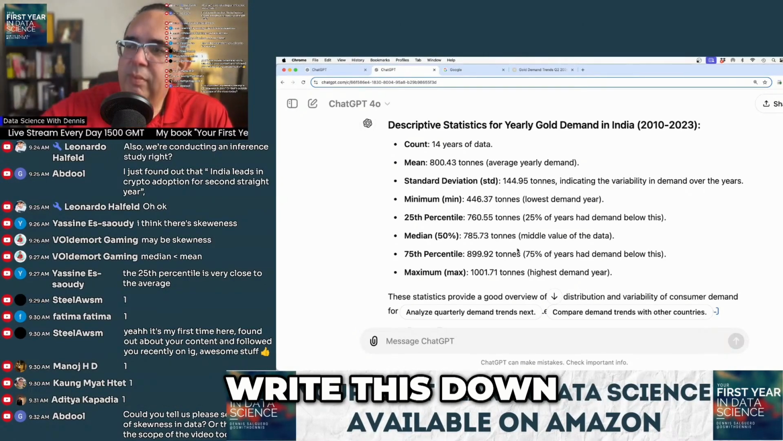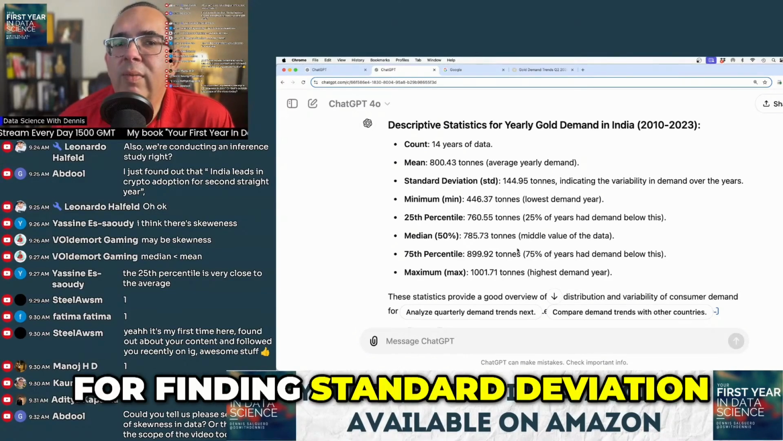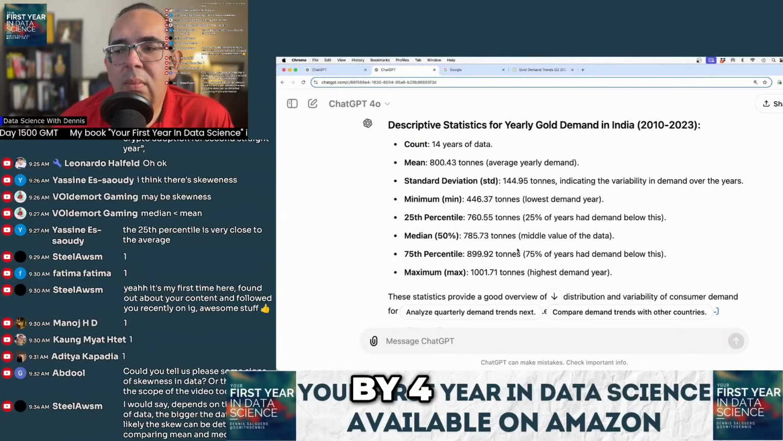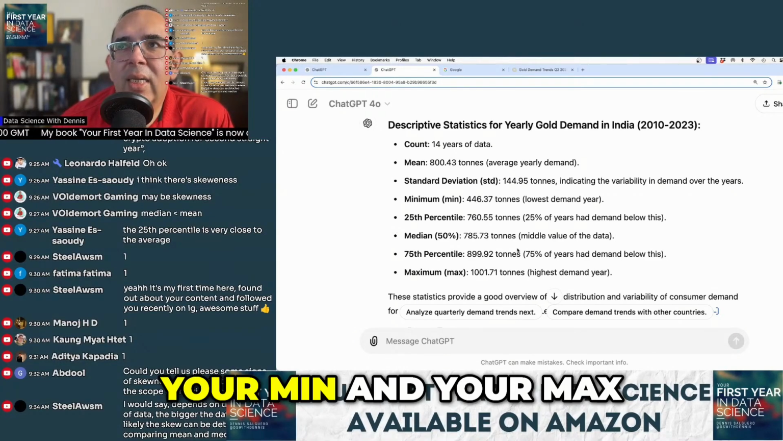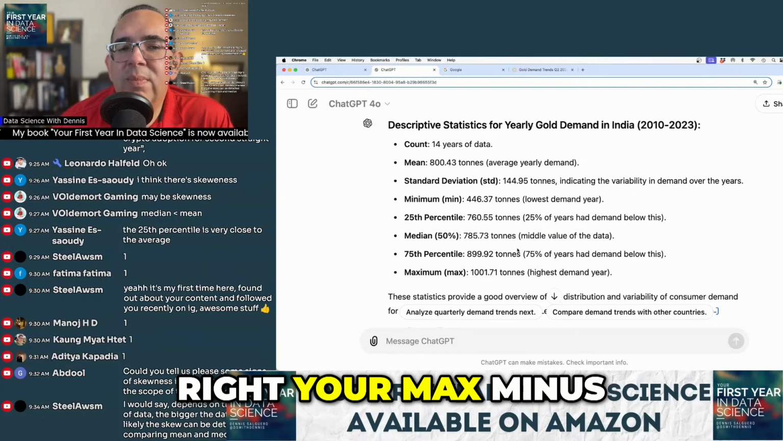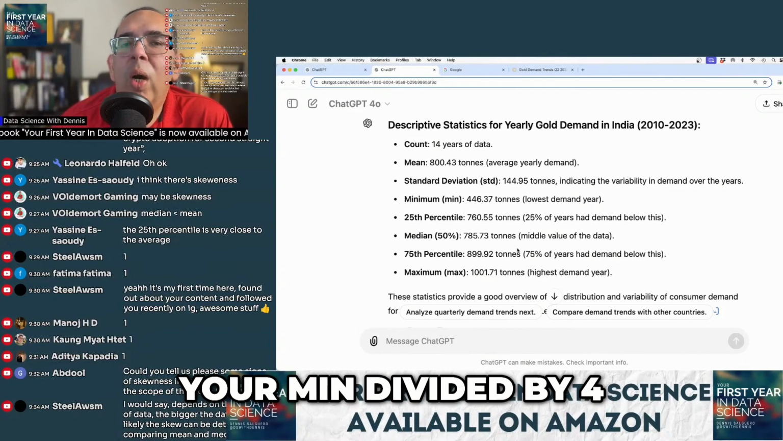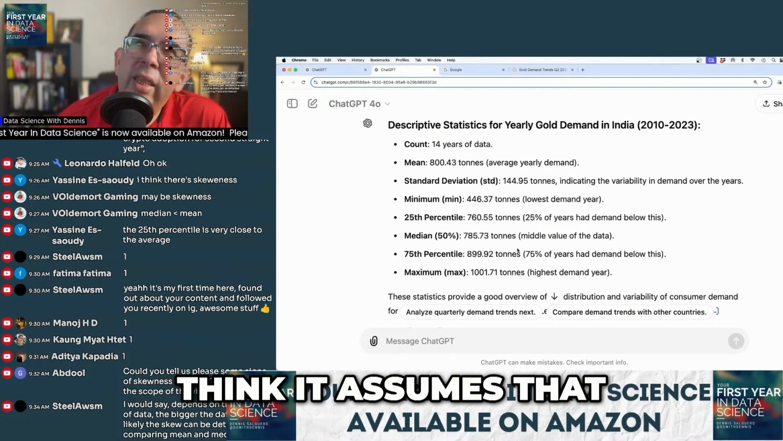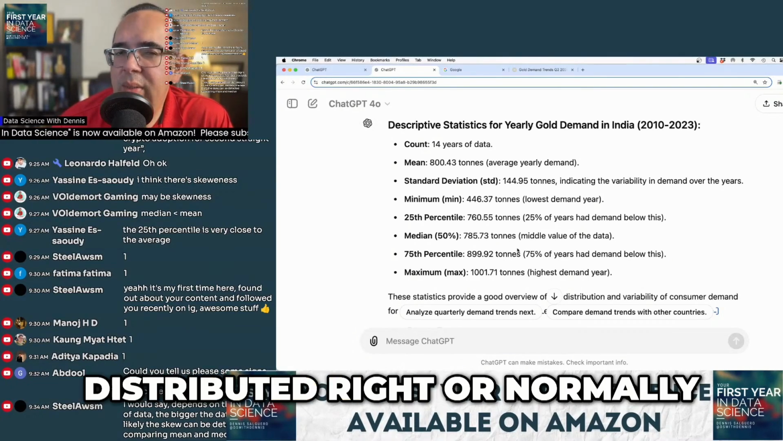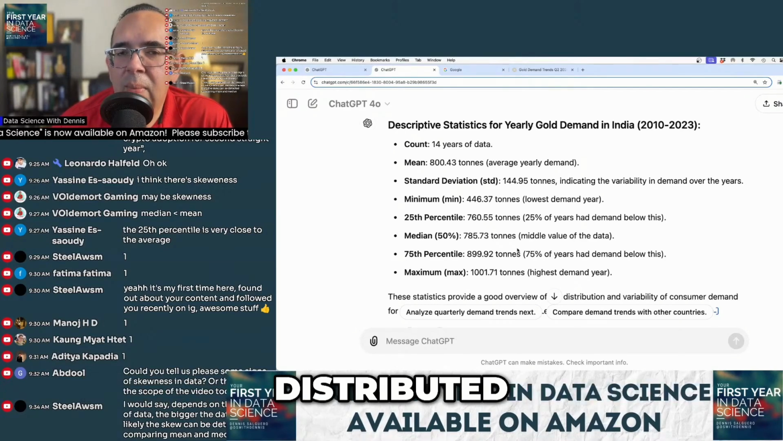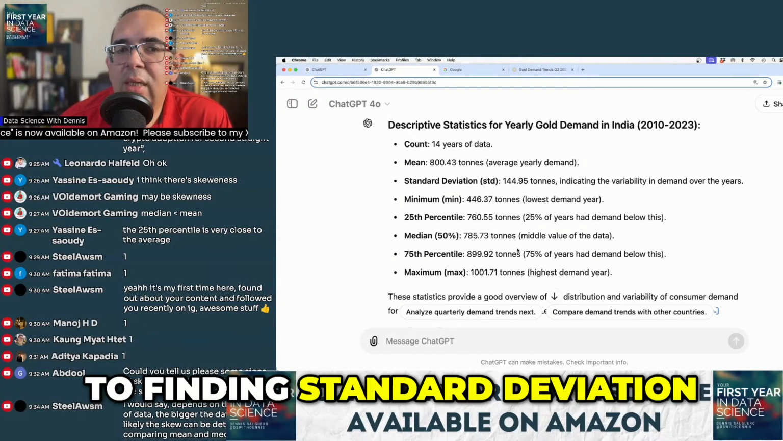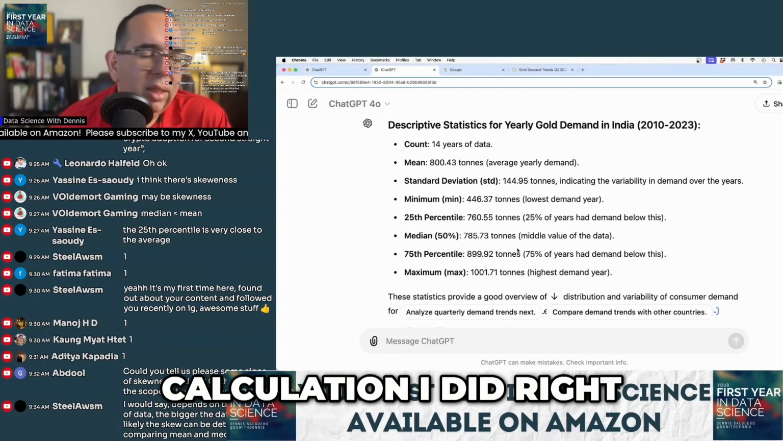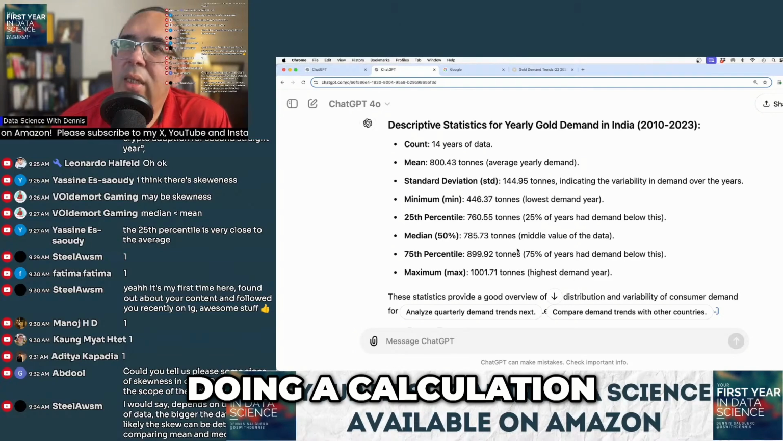You write this down. There is a shortcut for finding standard deviation. It's your range divided by 4. Your min and your max, right? Your max minus your min divided by 4 is a shortcut to find standard deviation. I think it assumes that the data is evenly distributed, or normally distributed. But that's a shortcut to finding standard deviation, right? So that's the calculation I did right now when I told you guys I was doing a calculation.